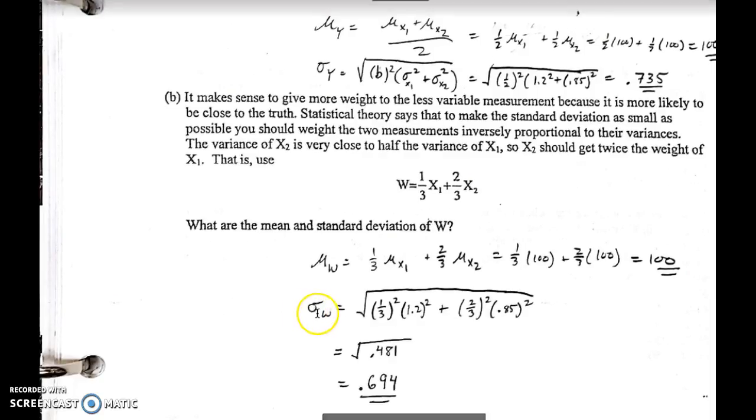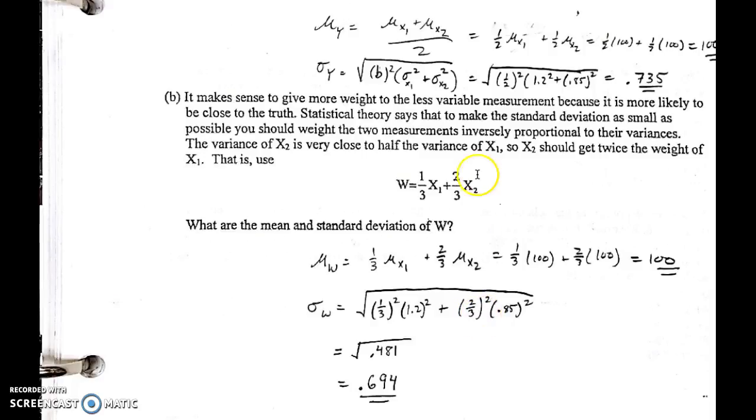And our standard deviation for W, what we're going to do is, again, take the square root of the 1/3, the B value. For our first one, B is 1/3. We're doing that squared times the original standard deviation squared, plus 2/3, our B value for the second measurement, squared times 0.85 squared. When you put this whole expression in your calculator, you're going to get 0.481. You take the square root and you will get 0.694. So the standard deviation of W is 0.694.